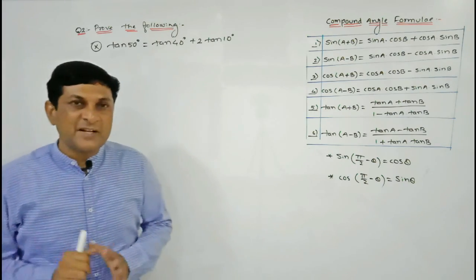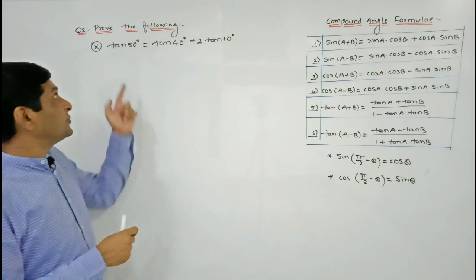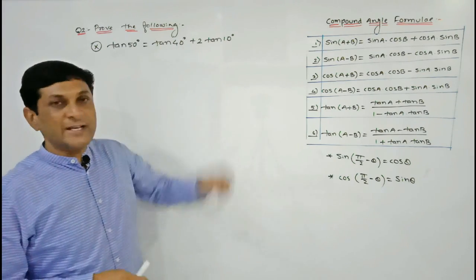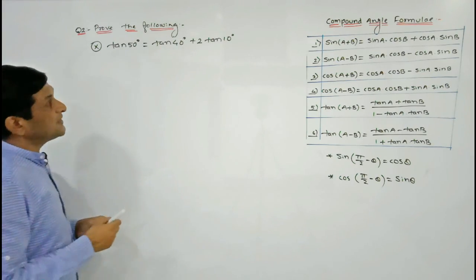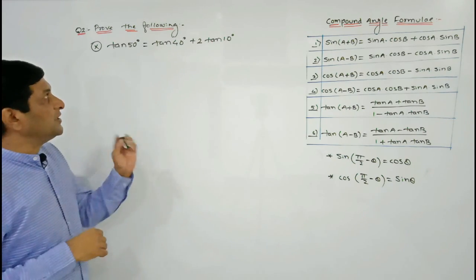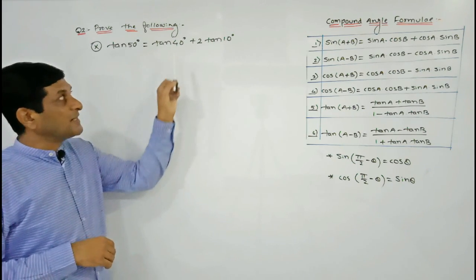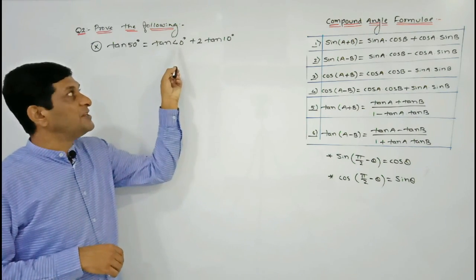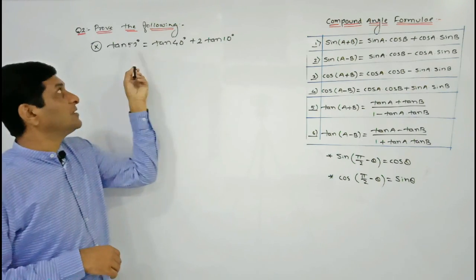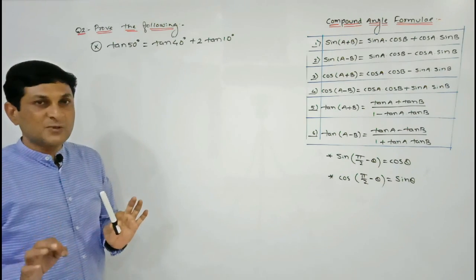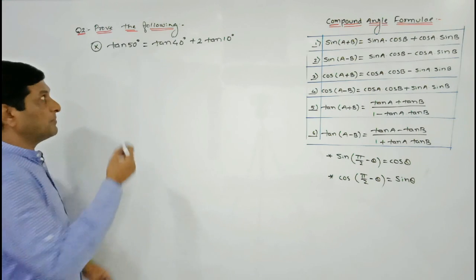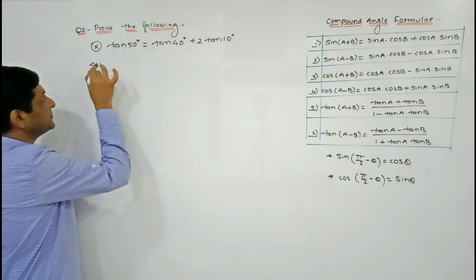Now see example number 10. In example number 10 we have to show that tan 50 degrees is equal to tan 40 degrees plus twice tan 10 degrees. Here also, if you observe the terms very carefully, the greatest angle is 50 and the smallest two angles are 40 degrees and 10 degrees. Check that the addition of 40 and 10 equals 50 degrees. So here also we are using the method which we applied in the last example.